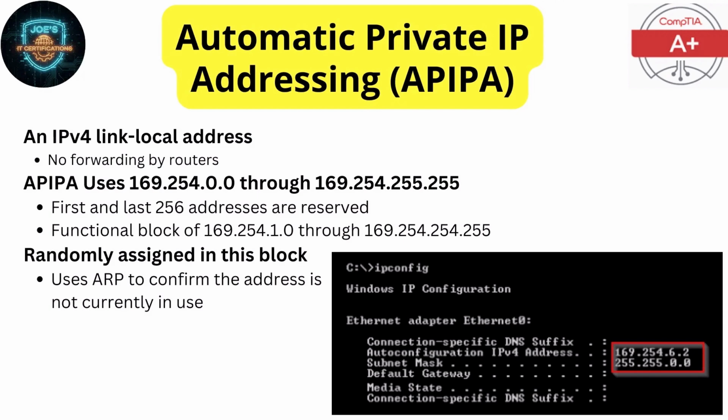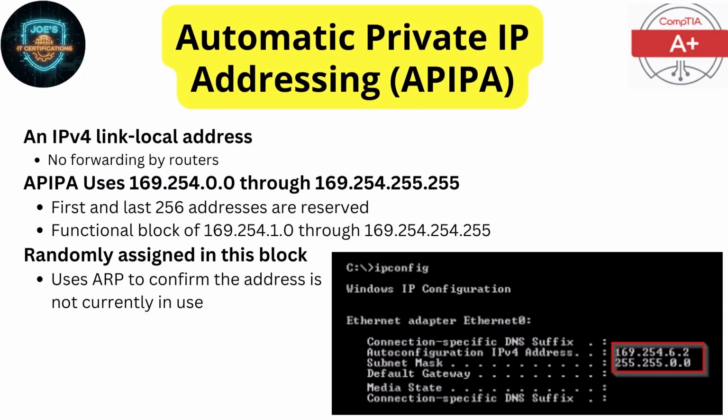When your computer realizes that DHCP servers are not responding and it automatically assigns itself an APIPA address, it has to make sure that nobody else is using the random IP address that it chose in that very large block. To be able to make this determination, your device sends an ARP request out to the network asking if any other device is currently using the IP address that it would like to use.